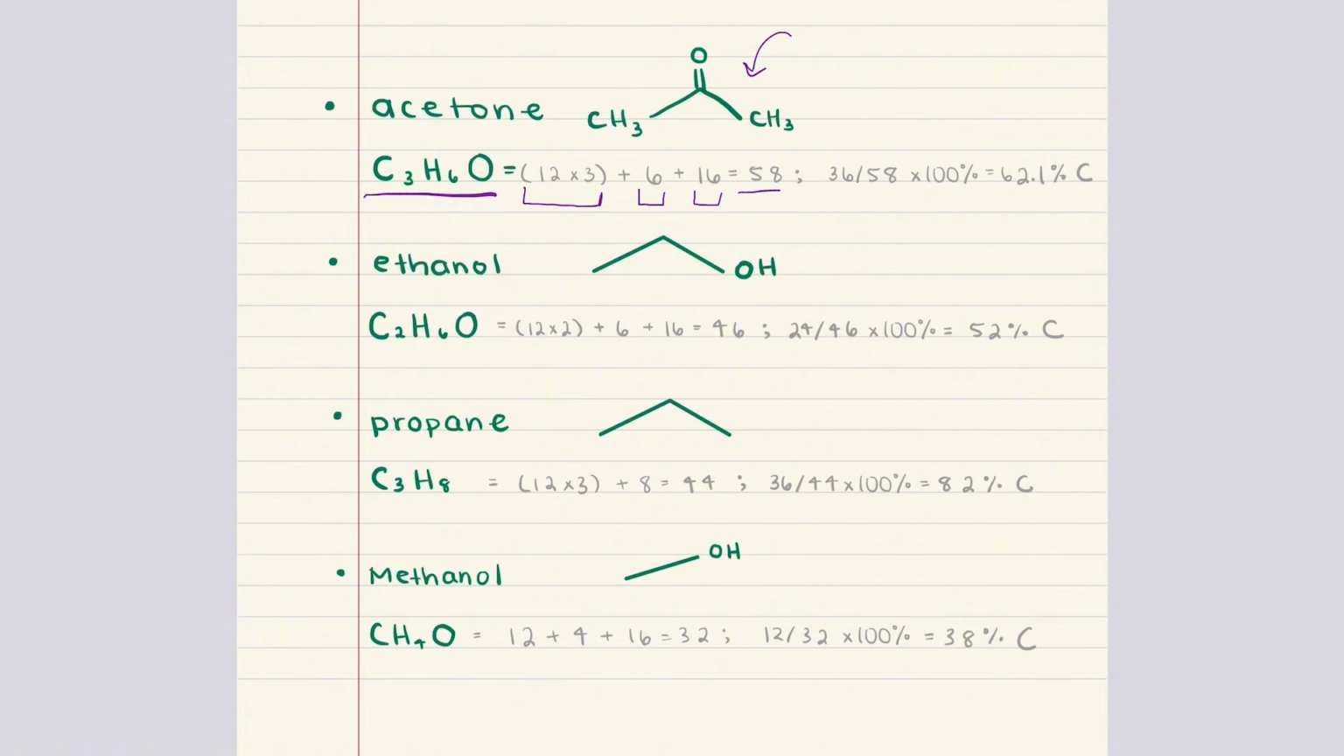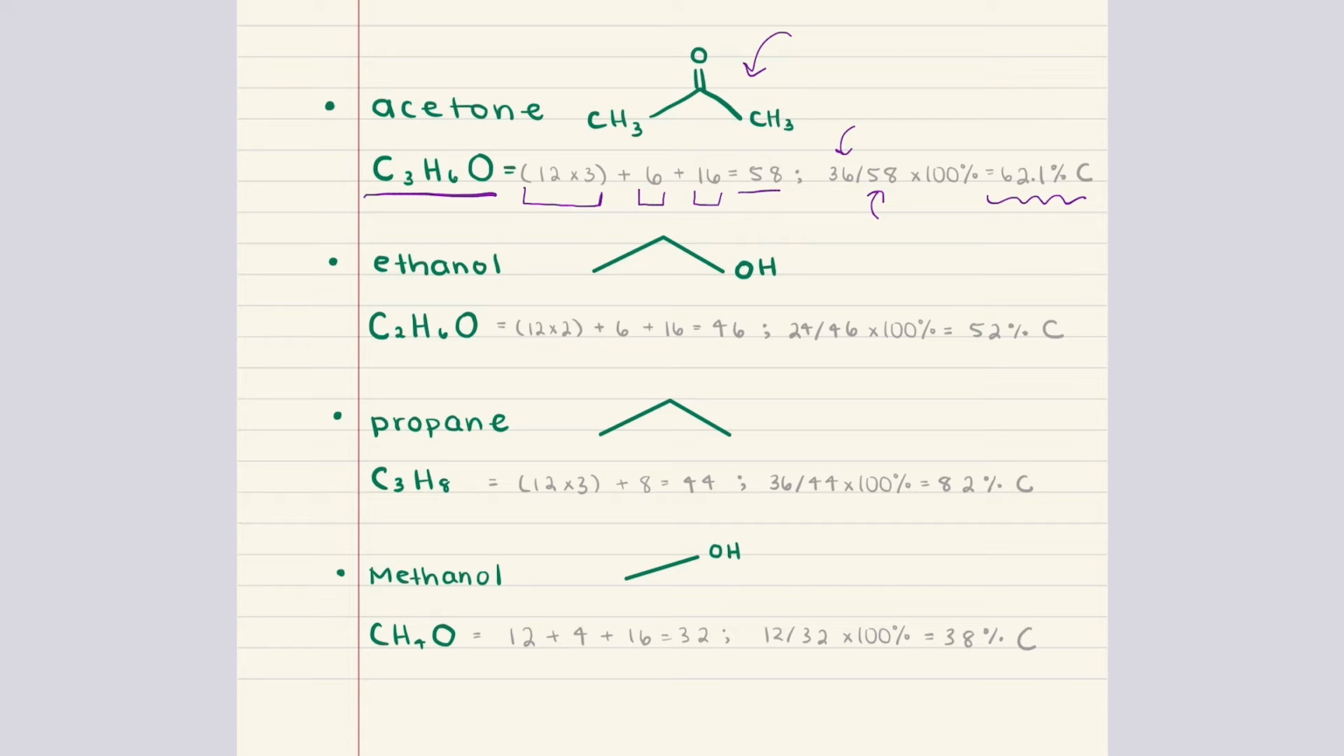That's going to be our denominator. Our numerator is the mass of carbon alone. We have 3 carbon atoms at 12 grams per mole each. That's a total of 36. So that's going to be our numerator. 36 divided by 58 multiplied by 100%. This is going to be about 62% carbon.